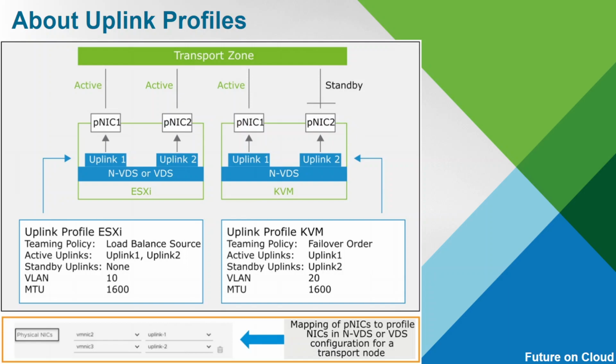An important factor is the uplink profile. An uplink profile defines how NVDS or VDS maps to the physical links of the host connected to the physical network. The profile contains the physical properties. An uplink profile contains the properties that you want your network adapter to have, like uplink policy, active and standby uplinks, transport VLAN ID, and MTU. I will show you how you can configure these things.